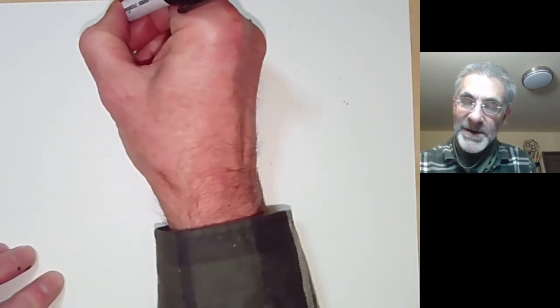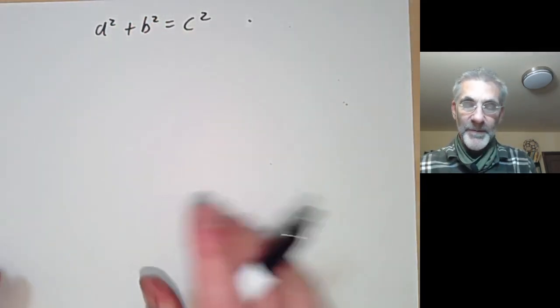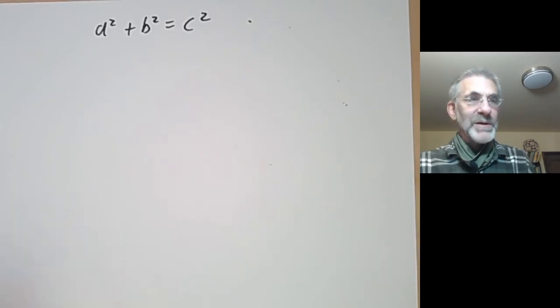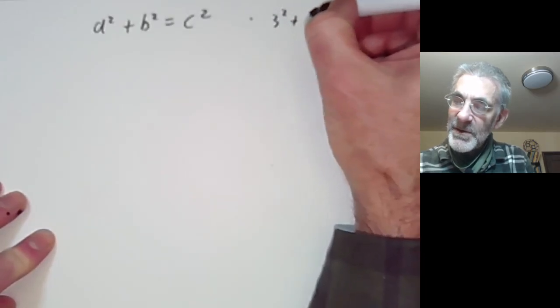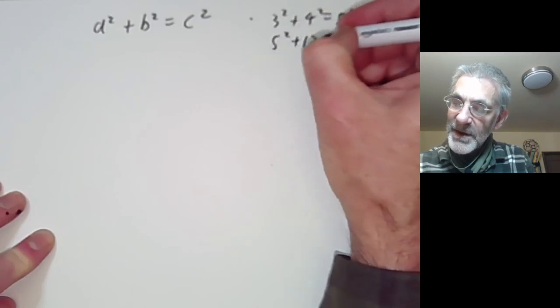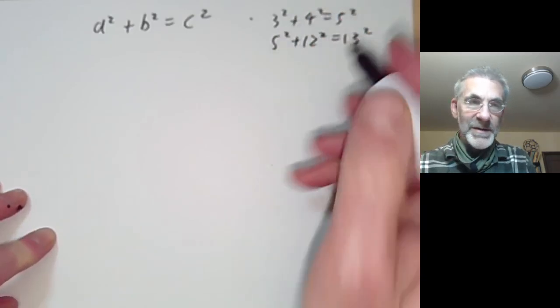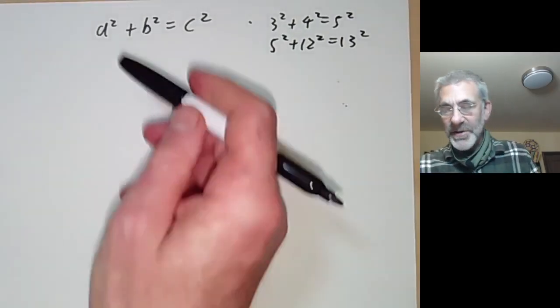So next application, let's take a look at Pythagoras' theorem, a squared plus b squared equals c squared. And we want to be able to find solutions to this. For example, everybody knows 3 squared plus 4 squared equals 5 squared, or 5 squared plus 12 squared equals 13 squared, and so on. And the question is, how can we generate lots of solutions to this easily?